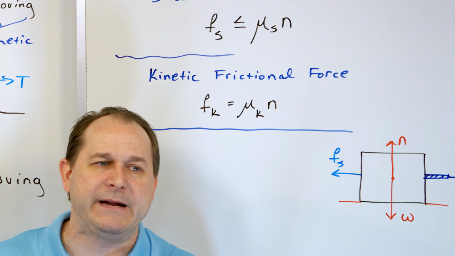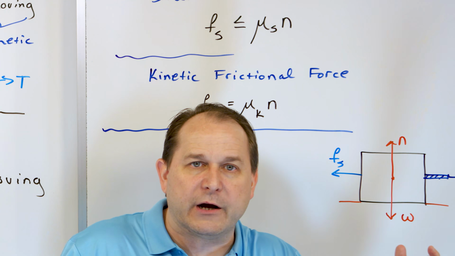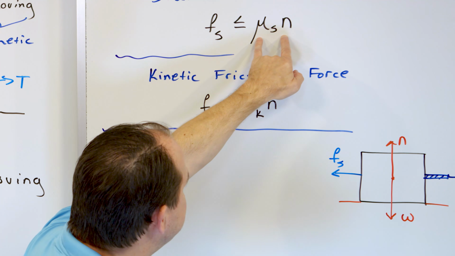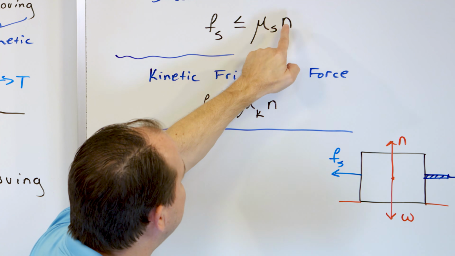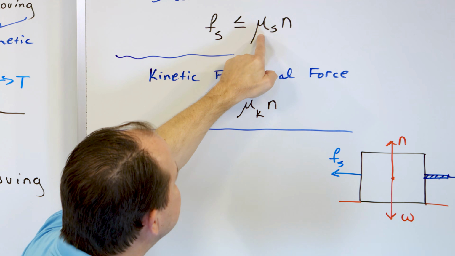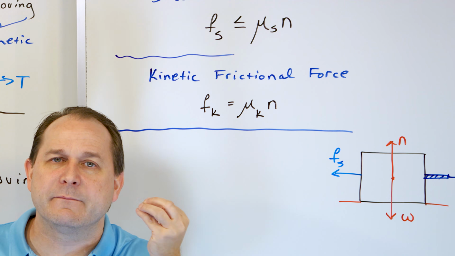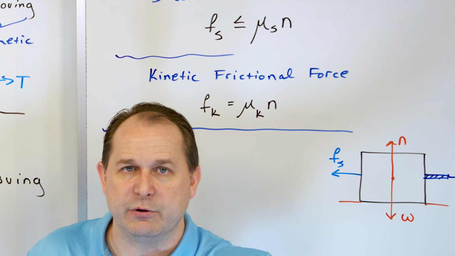What basically is happening is when the object isn't moving, the static frictional force just gets bigger and bigger to counteract whatever force it is. But it cannot get bigger than this number. It has to be smaller or equal to this number, and this number is the normal force times whatever the coefficient of static friction is. That is the maximum value you can push or pull without breaking it free and it beginning to move.